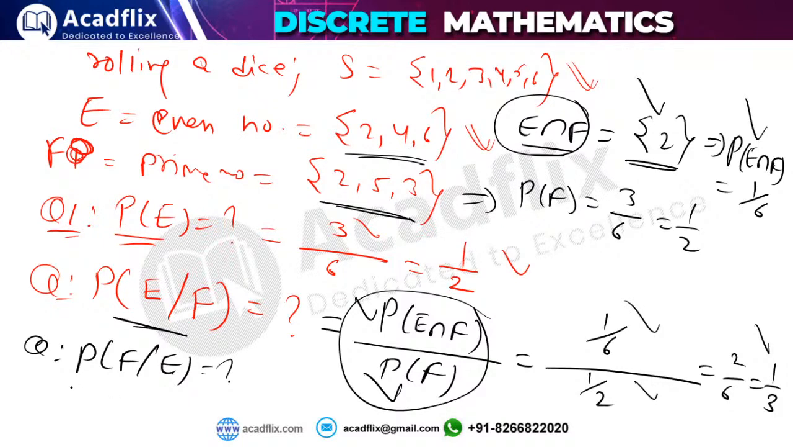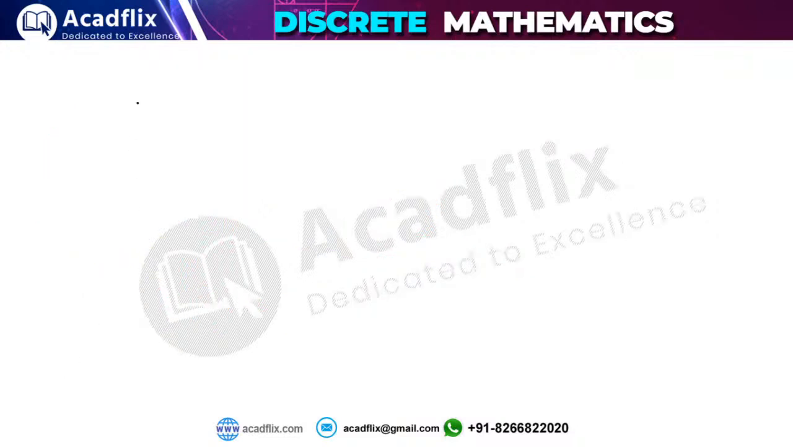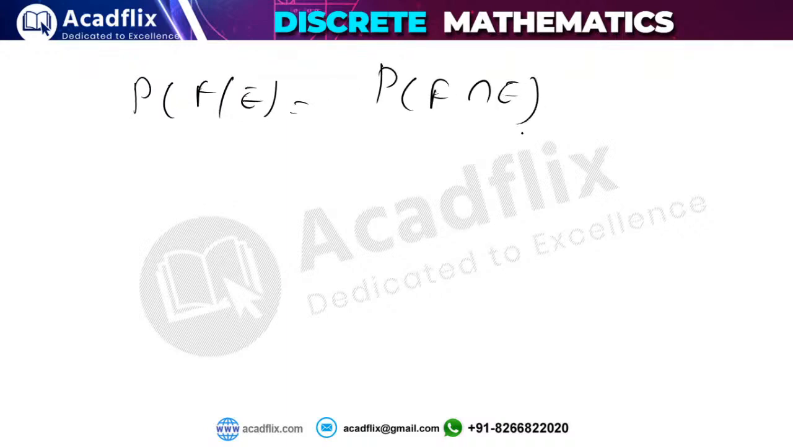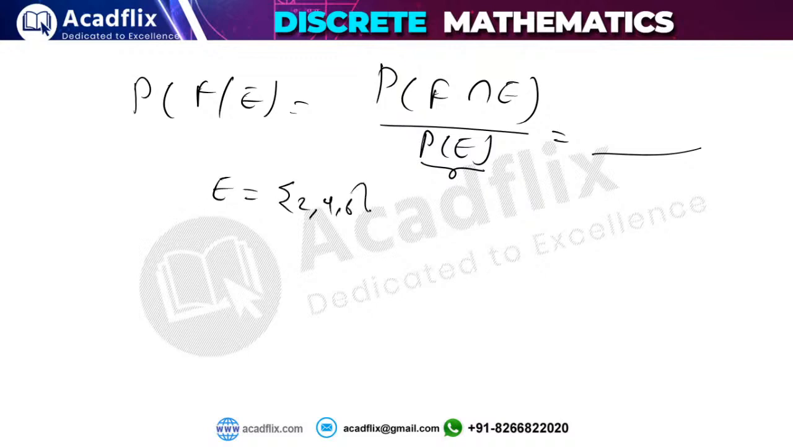So you can try again very easily. The probability of F given E will be, let me write it. The probability of F given that E. The formula you can apply: F intersection E divided by probability of E. What is the probability of E? See, E is nothing but 2, 4, 6. This is E. So the probability of E is nothing but 3 divided by 6.